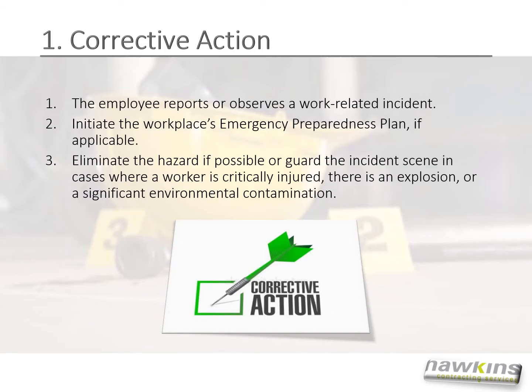During the first step, corrective action, the employee reports or observes a work-related incident. The employee then initiates the workplace's emergency preparedness plan if it is applicable, and eliminates the hazard if possible, or guards the incident scene in cases where a worker is critically injured, there is an explosion or fire, or a significant environmental contamination.